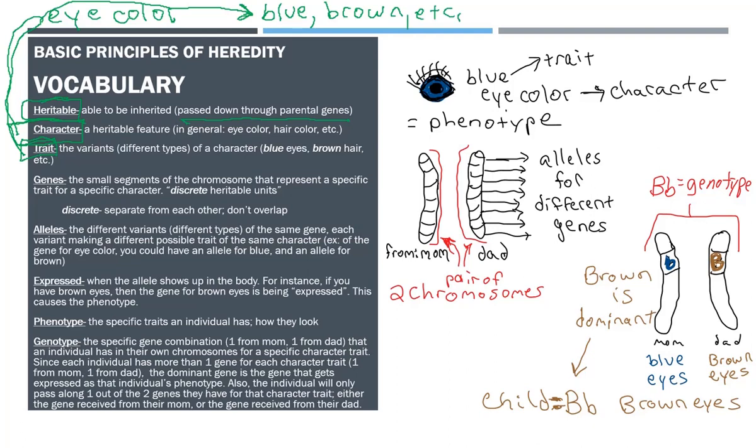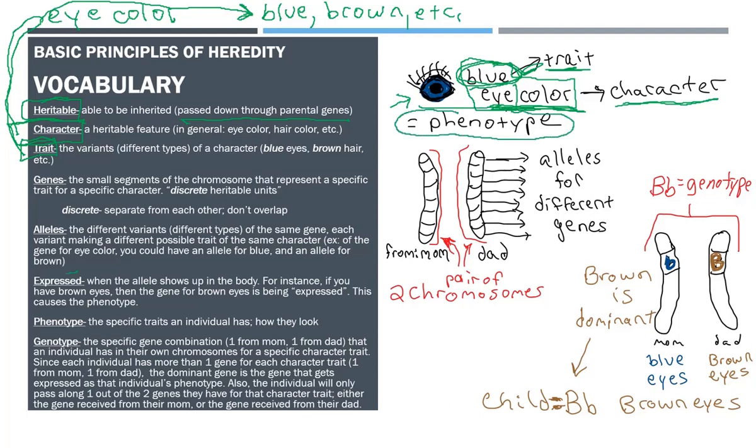So as you can see over here in the picture, we have a blue eye here. So blue eye color, and the blue part of it would be the trait, and the fact that we're talking about just the eye color in general would be the character. And you put those together, the trait of the character, and you end up with the phenotype.